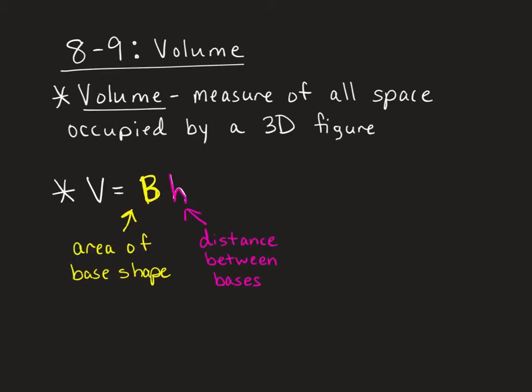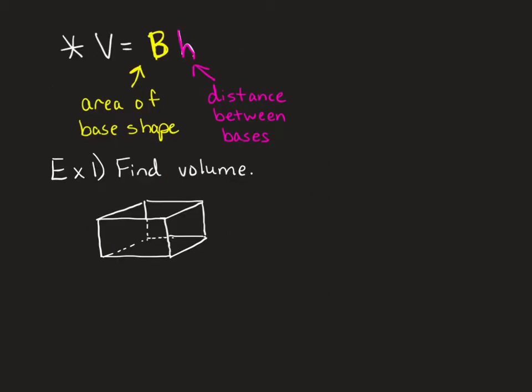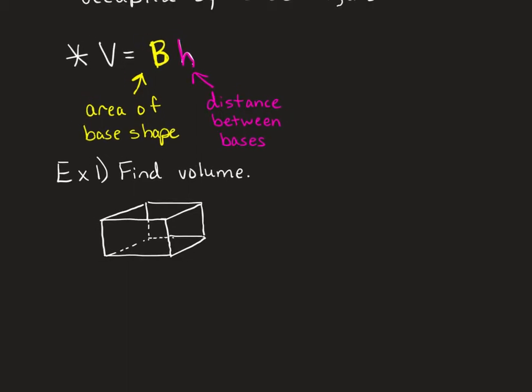where that capital B is the area of the base shape, and the lowercase h is the distance between the bases. So we have a rectangular prism that we want to find the volume of. It is 10 meters across, 8 meters back, and it goes up 6 meters.